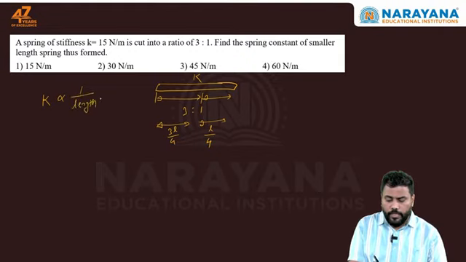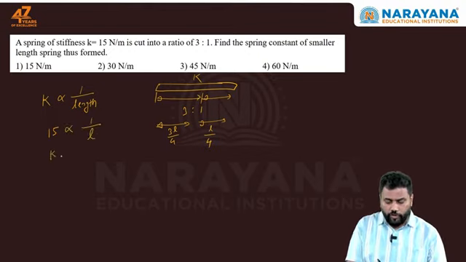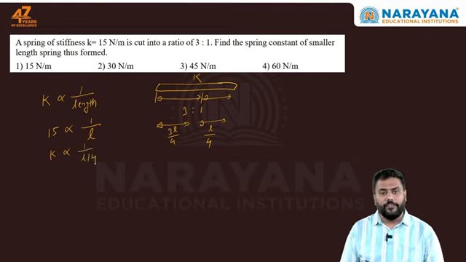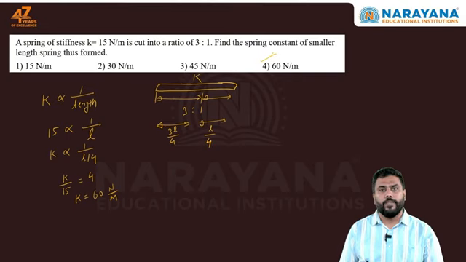We must know from our reading from NLM that spring constant is inversely proportional to length of the spring. Hence, the original spring, which has spring constant of 15 units, should be proportional to 1/L, its original length. The new spring constant should be proportional to 1/(L/4). If we take the ratio of these two expressions, k by 15 should be equal to 1/L divided by 1/(L/4), which is 4. Hence, k should be equal to 60 Newton per meter, which is our fourth option. Let's proceed to the next question.